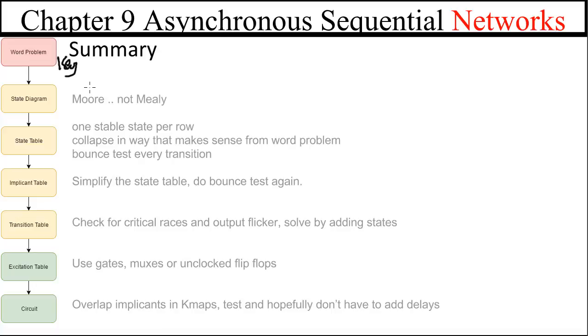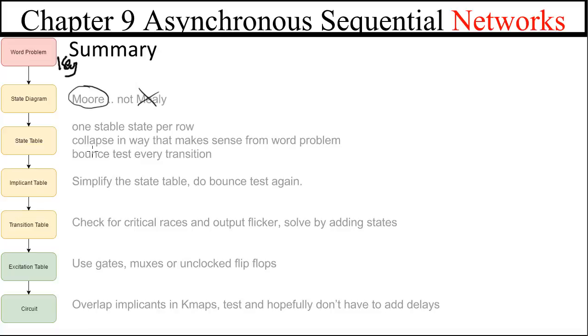You want to focus on Moore circuits, not Mealy, because you can't have any glitches, and Mealy can produce glitches in the output. Not so much in the states internally, but you've got to be careful because sometimes the external circuits will take the output and feed it back into your asynchronous sequential network.